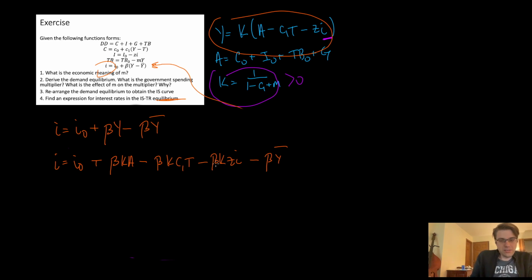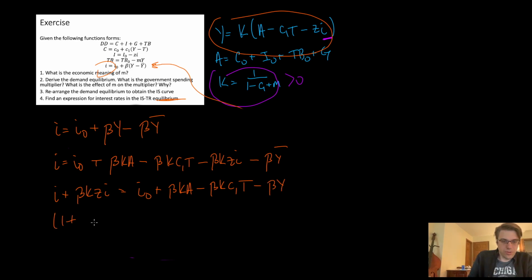Okay, we need to gather our i's. So let's take this to the other side. We'll have I plus beta k zi is equal to I0 plus beta ka, minus beta k c1t, and beta y. Factor out the I, so we get 1 plus beta k z times I equals ... and then let's divide. So I is equal to I0 divided by 1 plus beta kz.